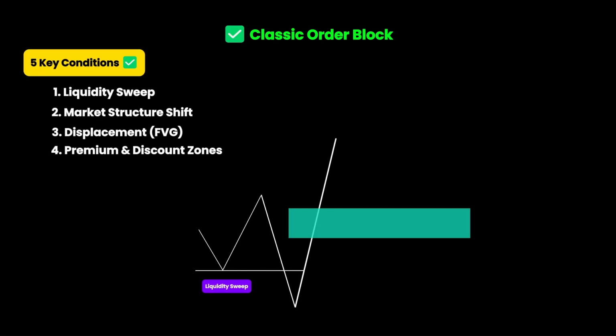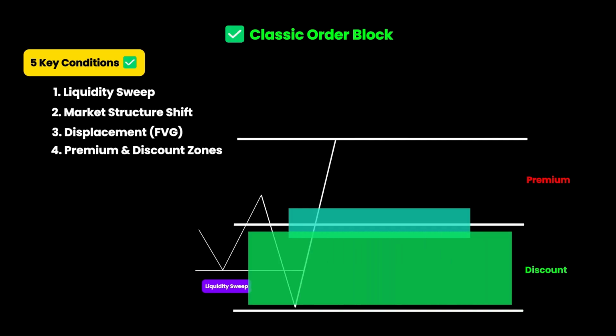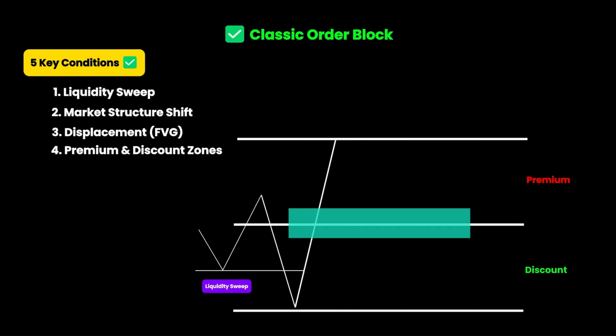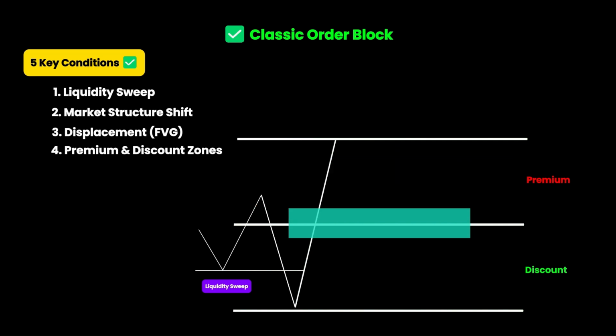Fourth, premium and discount zones. Always mark your premium and discount levels on the chart. When we are looking to buy, our order block should always form inside the discount zone. And when selling, it should form inside the premium zone. Remember the golden rule. Smart money buys at sell candles in discount and sells at buy candles in premium.